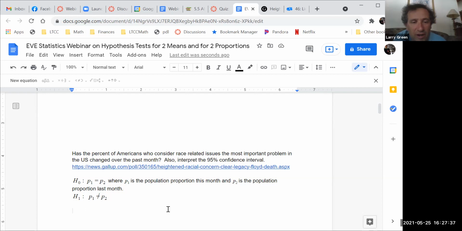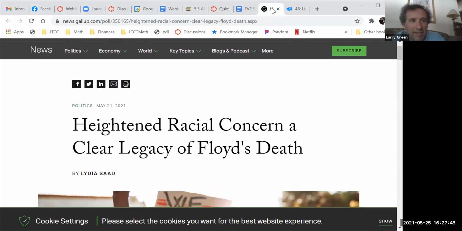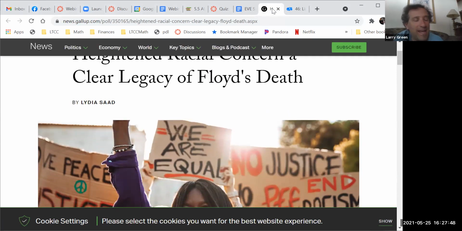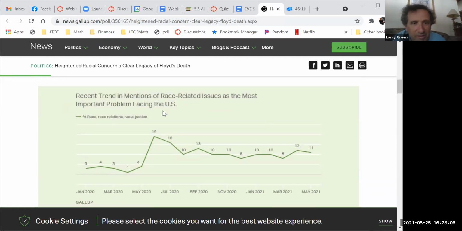Okay, let me go to the article. So we have an article and I actually made it easier, so I clicked on it. And here's the article. I like Gallup just because they tend to have the sample sizes nicely and they give the statistics, but there's lots of news articles that will show this kind of stuff. So here's race-related issue is the most important problem facing the United States. Last month it was 12%. This month it's 11%. Has it changed? Went from 12 to 11. Has it changed? What do you think?